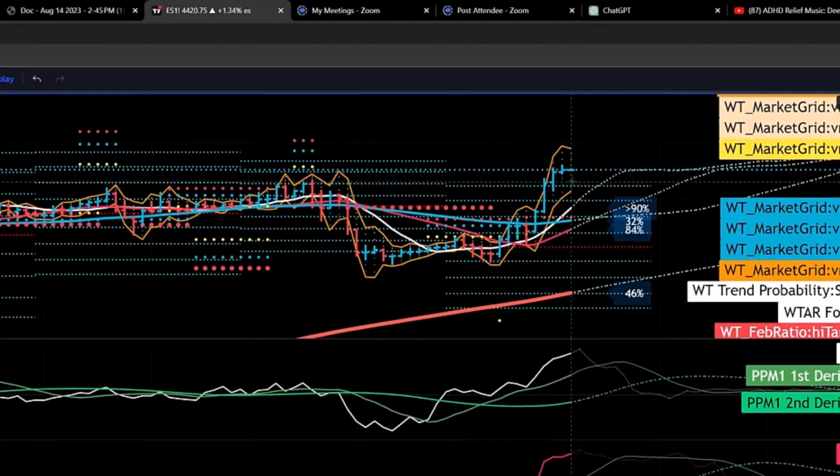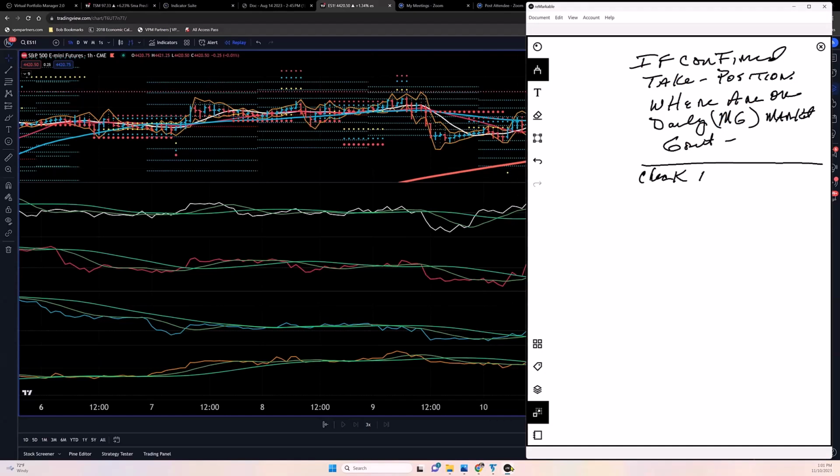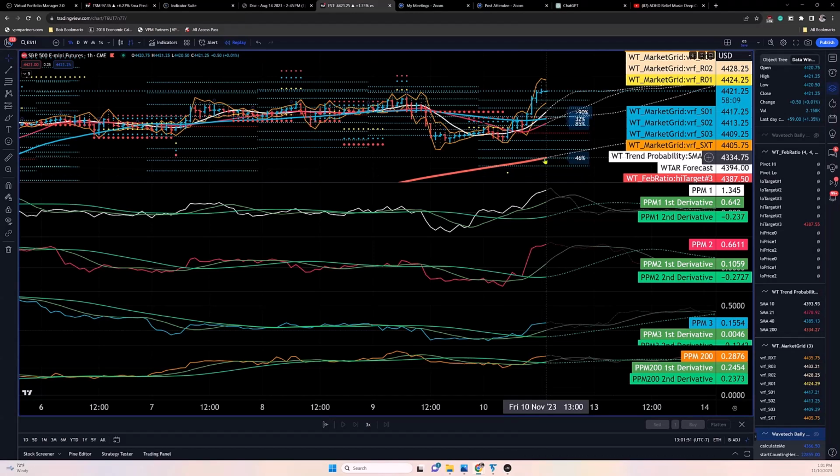As far as the market grid goes, 44.24 is R1. This is hourly market grid. Let me put this back up again real quick. Check hourly market grid, and I'll just do MG. Look for possible ranges. R1, maybe S2, and we'll see what those values are. So R1, 24.29, and S1 on the hourly is 17. Look at this. S2 is 13.